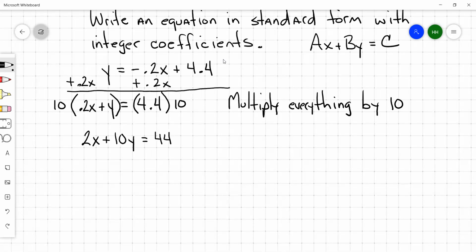Well, all of these decimals were to the nearest tenth, all right? You got one number to the right of the decimal. So if you multiply by 10, that's the same thing as moving the decimal to the right one place. So that turns them into whole numbers. If your equation had numbers that were to the nearest hundredth, what would you multiply by? 100. Because then you can just move all your decimals to the right two places.